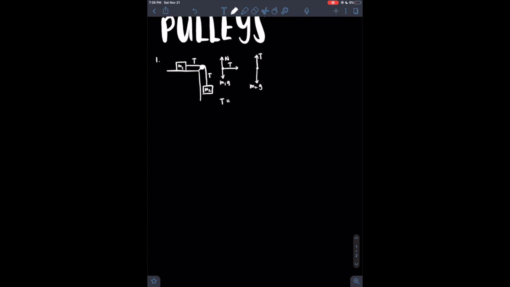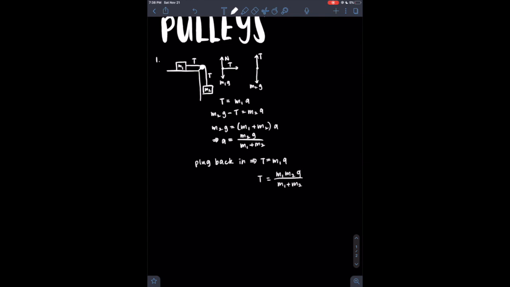For the first mass, we have T equals m1a, and for the second mass, we have m2g minus T equals m2a. These have the same acceleration because they're connected by a tight string, and it's also the same tension. By adding these two equations, we get m2g equals (m1 plus m2)a. Solving for this, we get a equals m2g over (m1 plus m2). Now we can plug this back into the first equation, T equals m1a, to get T equals m1 m2g over (m1 plus m2).